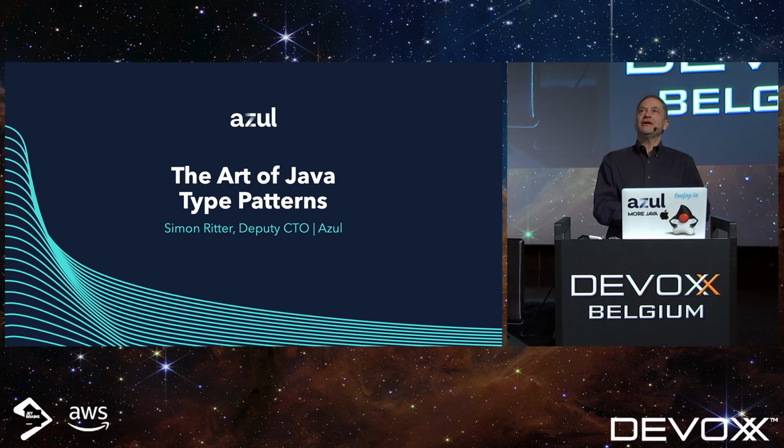Art of Java type patterns. We're going to be talking all about pattern matching in Java and the new features that we have in the Java language. We've got JDK 19 that got released just recently, and so there's been a lot of changes over the last few versions, and we'll go through all of those things and how you can use those in terms of your code.